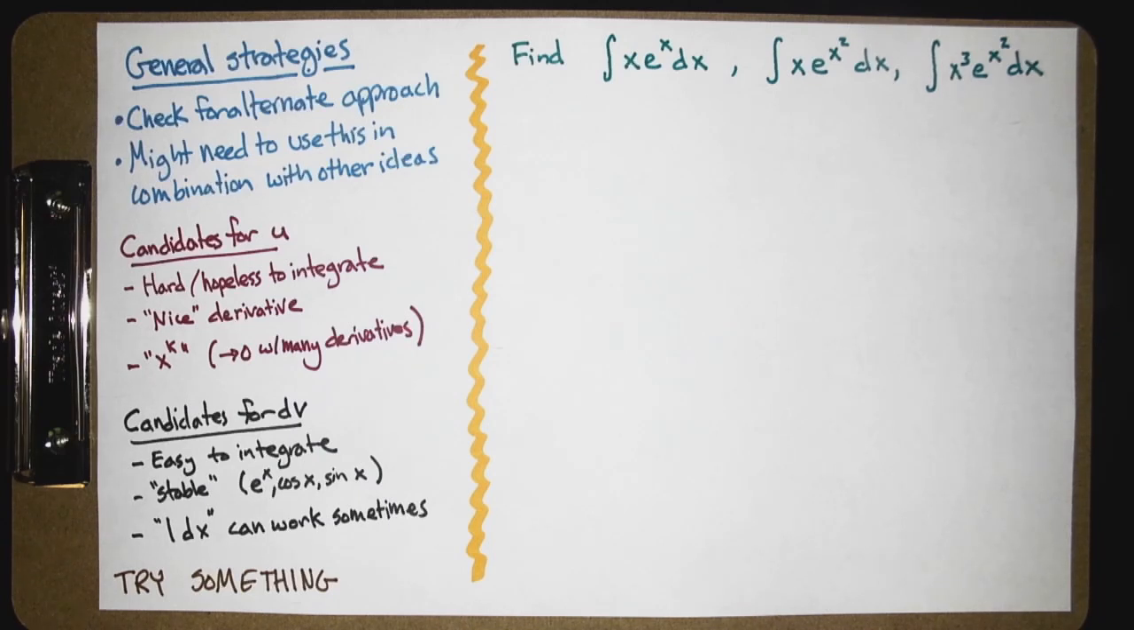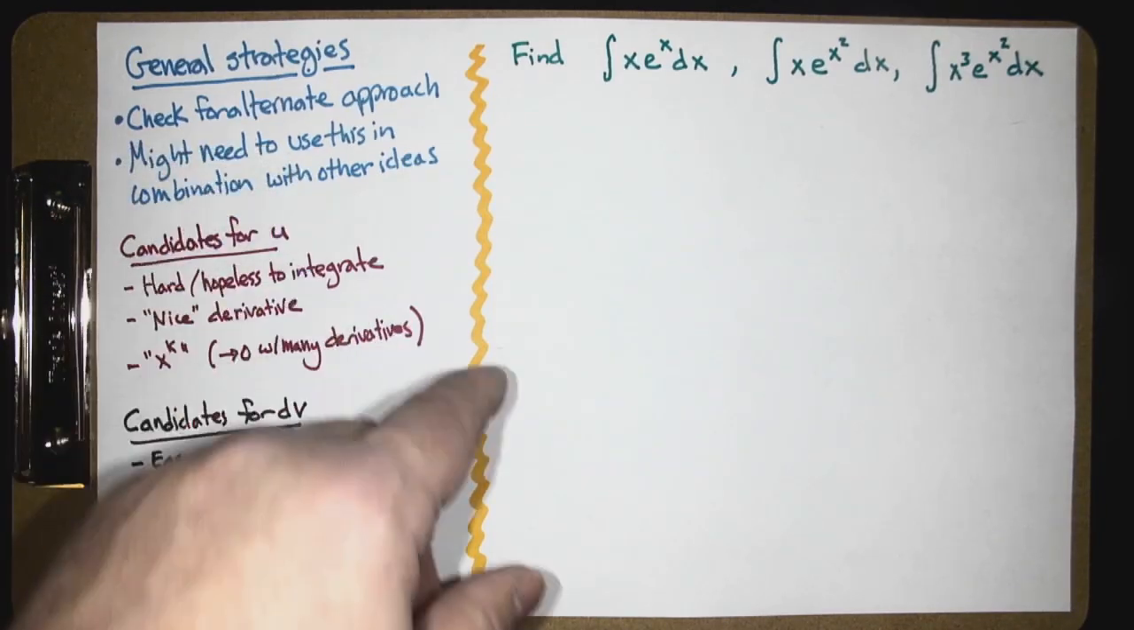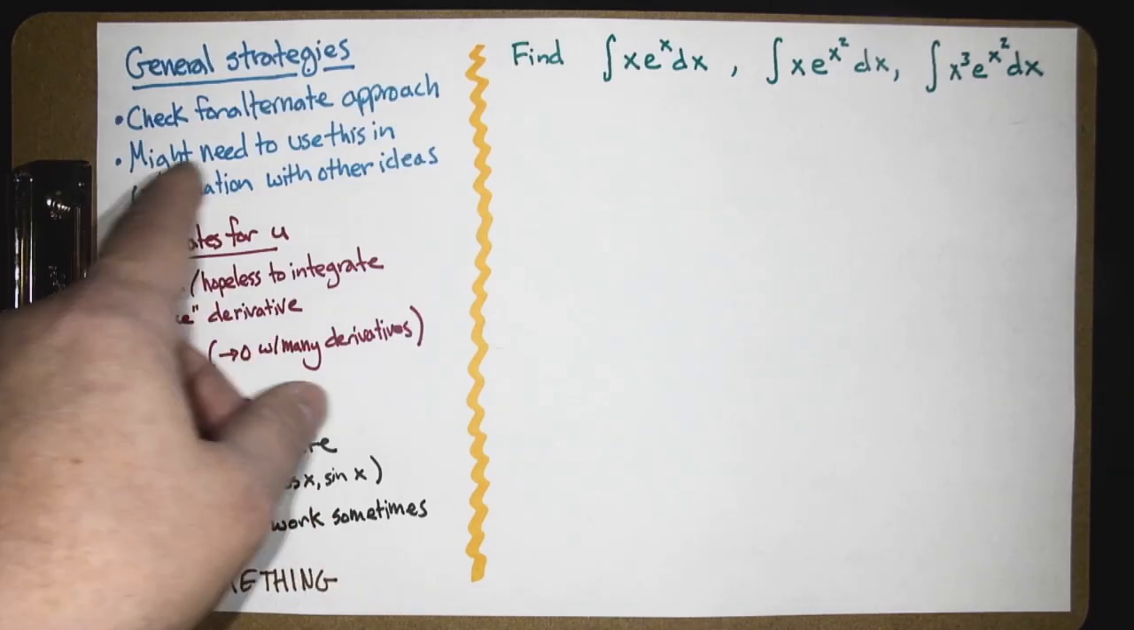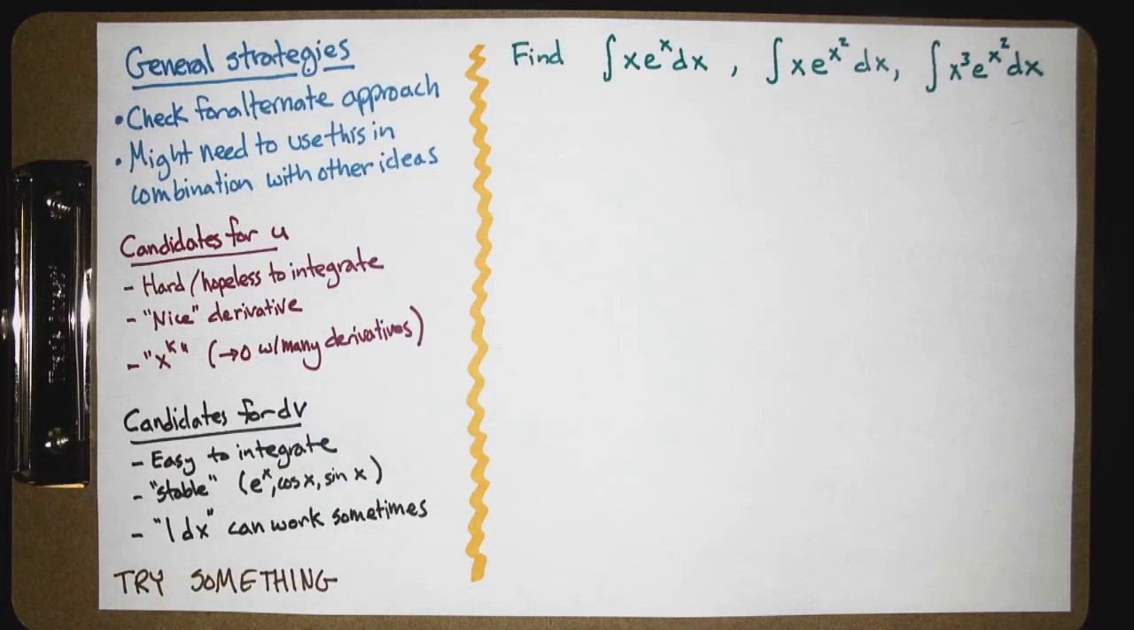Do some examples. Okay. So some general strategies. Check for an alternate approach. That means just don't forget to look for a substitution. You might need to use this in combination with other ideas. We'll explain that in a second. Sometimes we think of techniques of integration as being in compartmentalized boxes. We say, okay, this problem will be an integration by parts problem, and that's the only thing we see. And we put our blinders on. Or we might say this problem is only a substitution problem. And again, that's all we see.